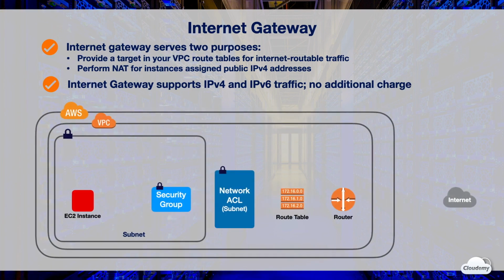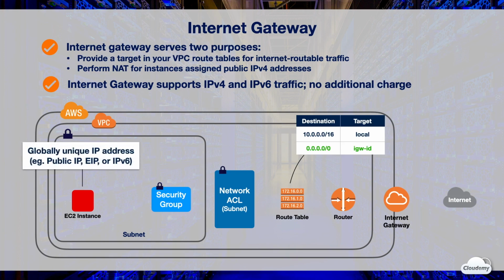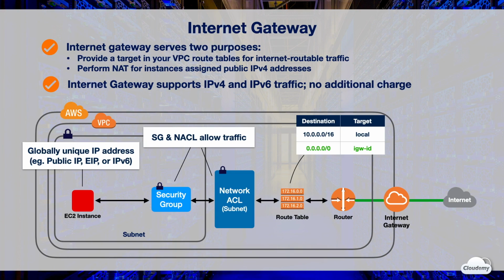To enable access to the Internet for resources in a subnet in a VPC, you must do the following. First, attach an Internet Gateway to your VPC. Next, add a route to your subnet's route table that directs Internet-bound traffic, which is the all-zero address, to the target Internet Gateway. You need to ensure that instances in your subnet have a globally unique IP address, such as public IPv4 address, elastic IP address, or IPv6 address. Make sure that your network access control lists and security group rules allow the relevant traffic to flow to and from your instance.